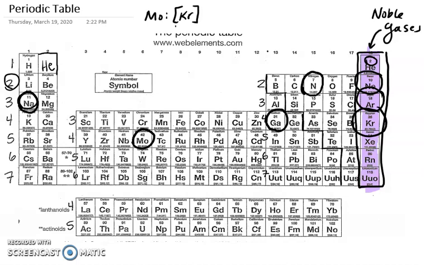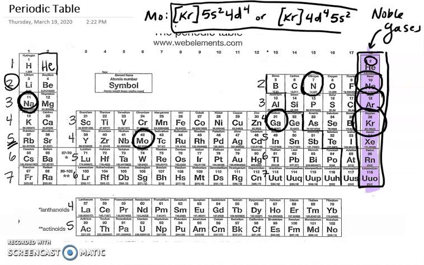And now I just finish the configuration. So what would come after krypton? After 4p6 would come 5s2, 4d4, just like that. And again, some people, when they're writing configurations, like to put the numbers back in order, and they would write it like this. Either one is acceptable.